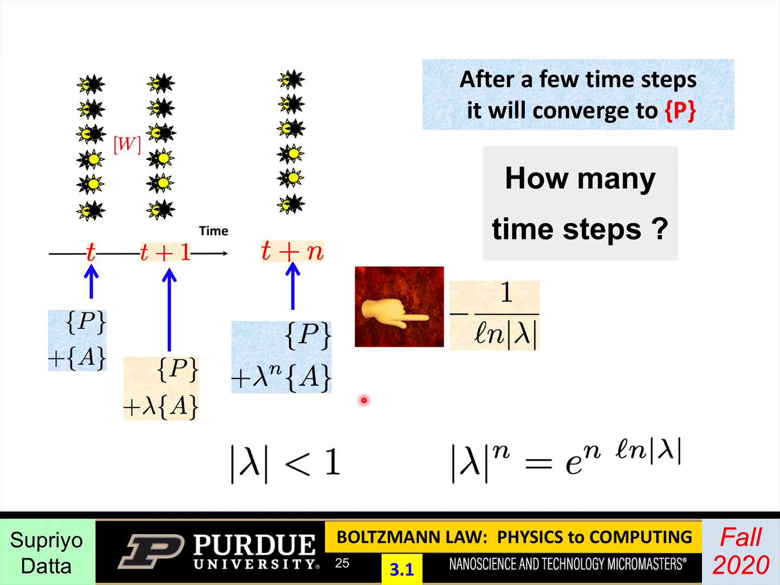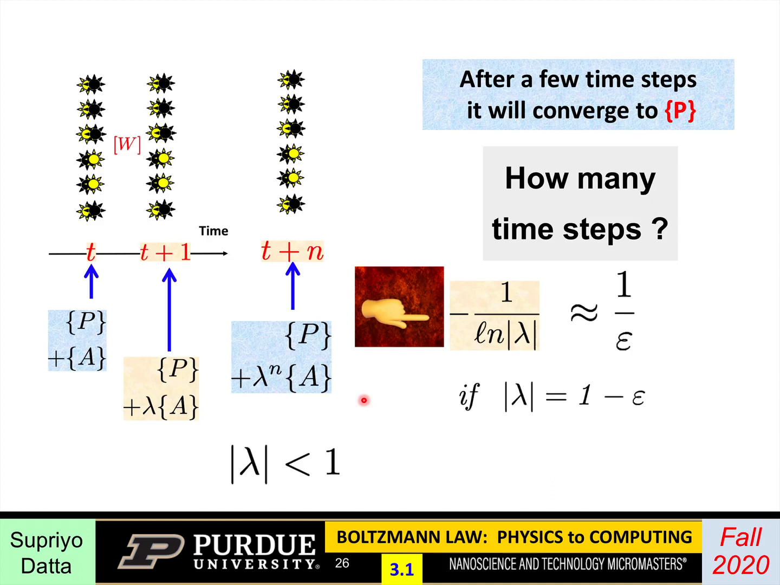And so how much is that? Well, if lambda were, say, a little less than 1, write it as 1 minus epsilon, then you can show that this number will be 1 over epsilon. This is an approximate result, but it works well if epsilon is small. So if, say, this eigenvalue happened to be 0.99, that means epsilon is 0.01. Then it would take about 100 time steps before this component becomes 1 over e of its original value.